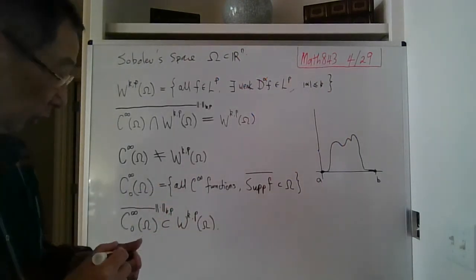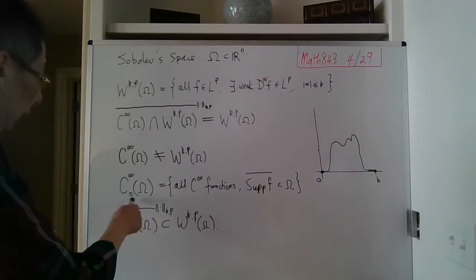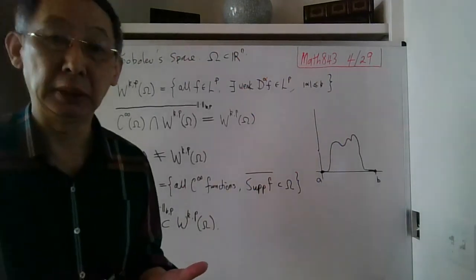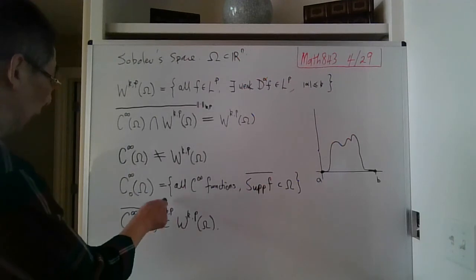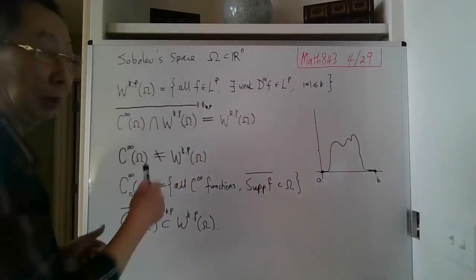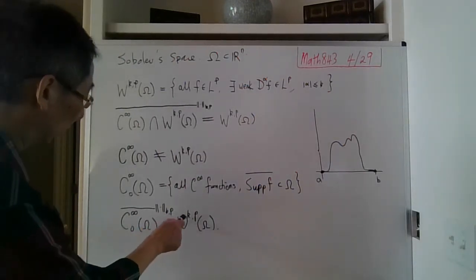It's a closed space. So this closed space, C_0^∞(Ω), this closed space itself will become a Banach space. It's also complete. However, the question is whether, if you take the closure of that, do we have something which equals W^{k,p}? The answer is no. So this one is only included in W^{k,p}.